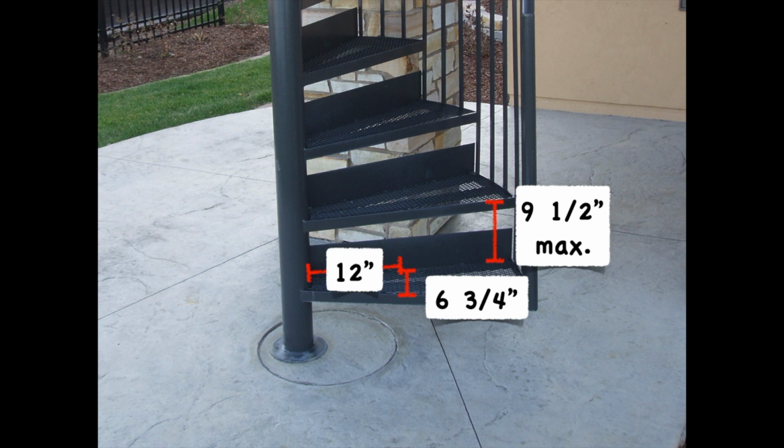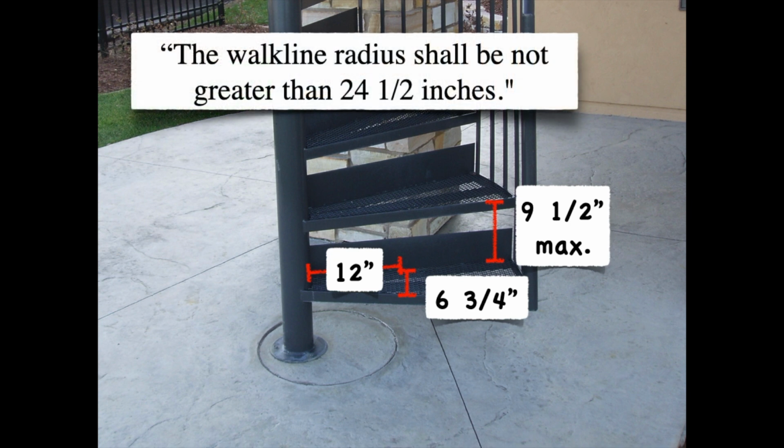But it can be as little as 6 3/4 inches at that walk line. Now, both the rise and run dimensions have to be identical between each tread. There's no 3/8 inch variation allowed anymore. And then finally, there's this statement that the walk line radius shall be no greater than 24.5 inches.